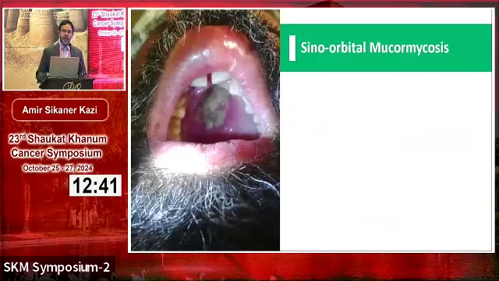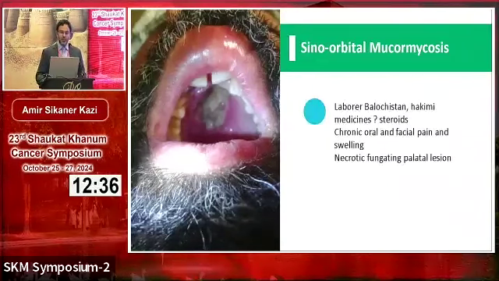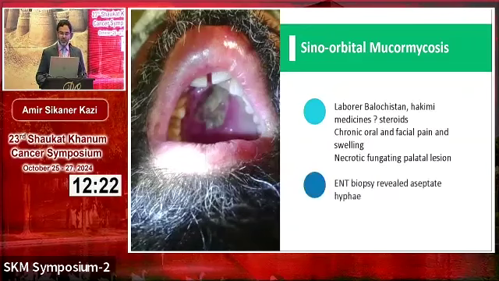Here are some cases of sino-orbital mucor that I'll share with you. This was a laborer from Balochistan who had been taking Hakimi medicines, and we were convinced that they were probably laced with some steroids. He presented with chronic oral and facial pain and swelling with this necrotic fungating palatal lesion, as we can see. He had an ENT biopsy, and this revealed aseptate hyphae. He received a course of amphotericin and got better.